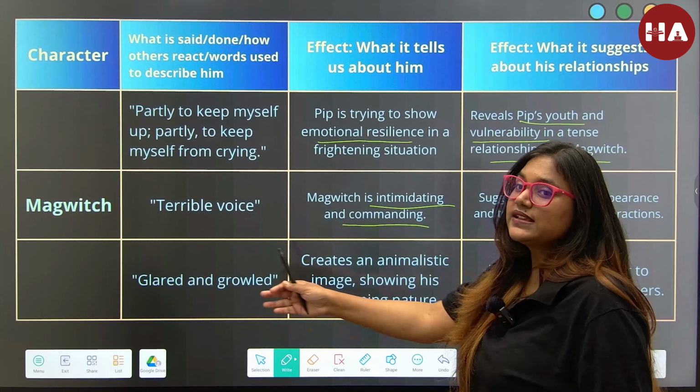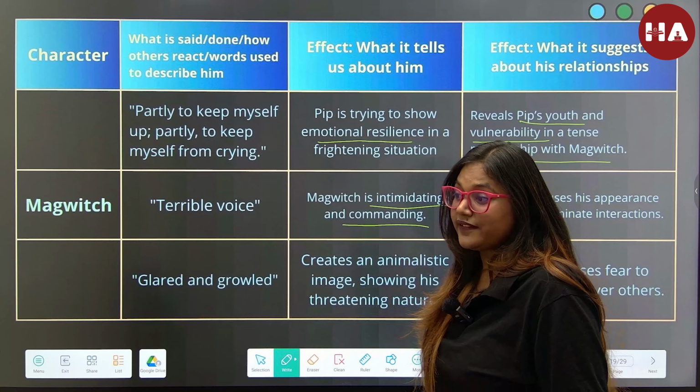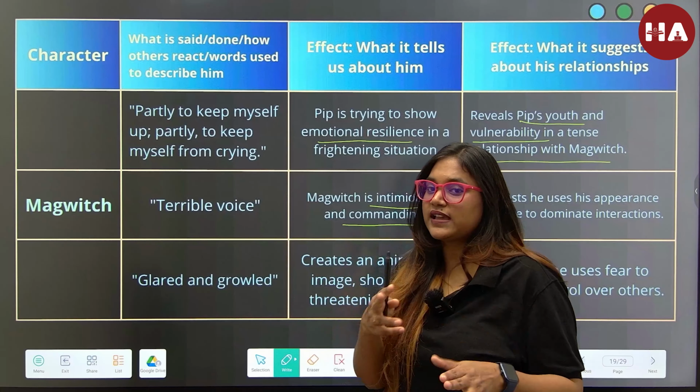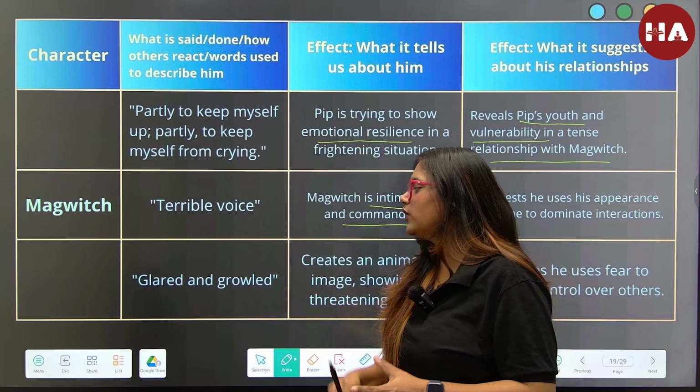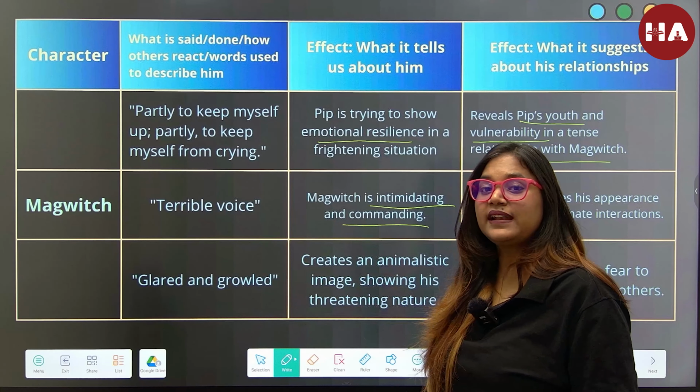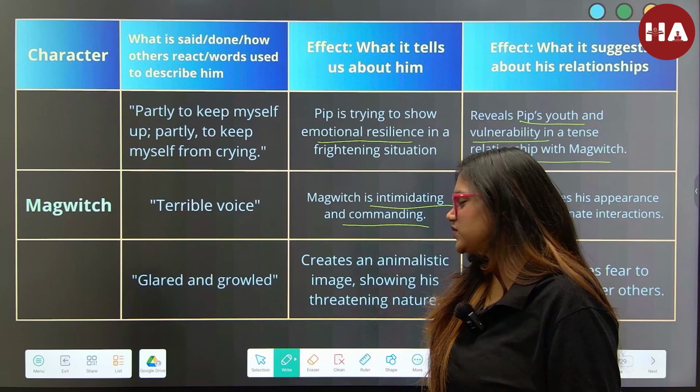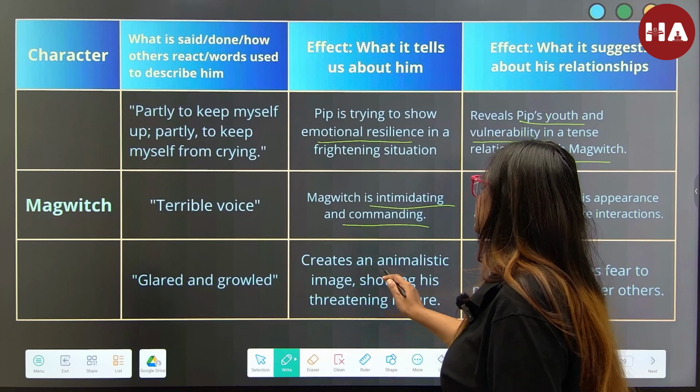"Glared and growled." What does this tell us? Glared means someone is looking at you very sharply, and growled means someone is making an animalistic noise. So it creates an image of an animal. You could also have written that it shows his threatening nature; if you wrote that he was a threatening character, that is also correct. It indicates he uses fear to maintain control over others.